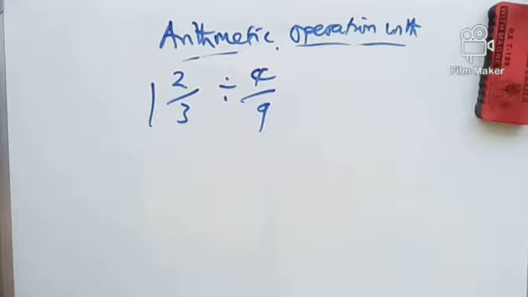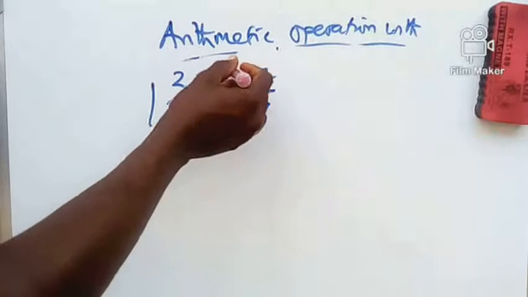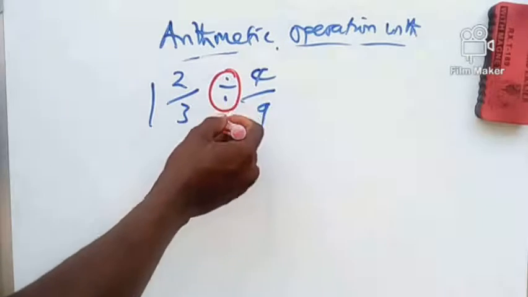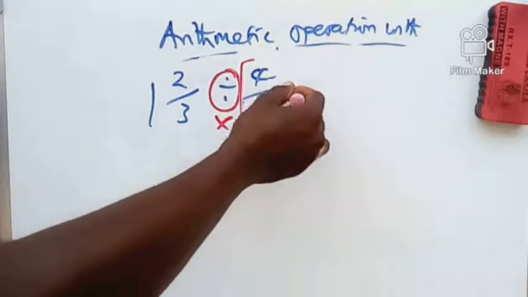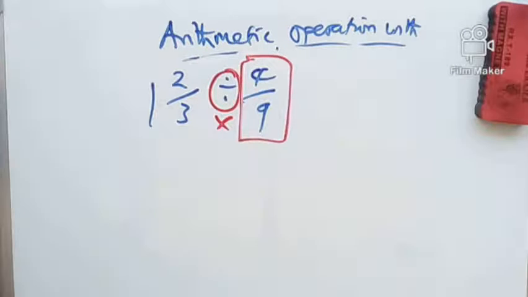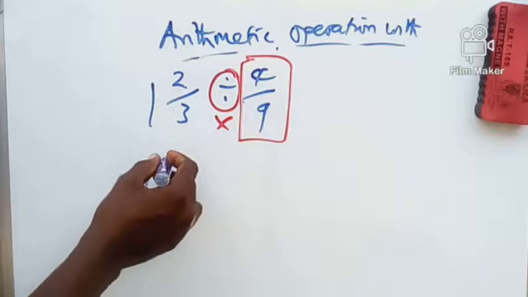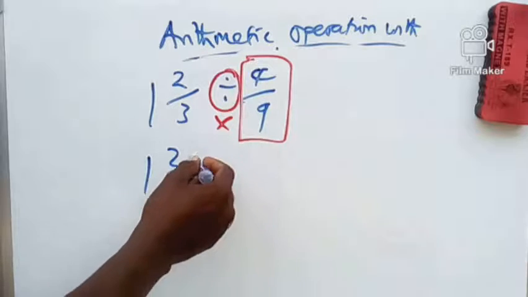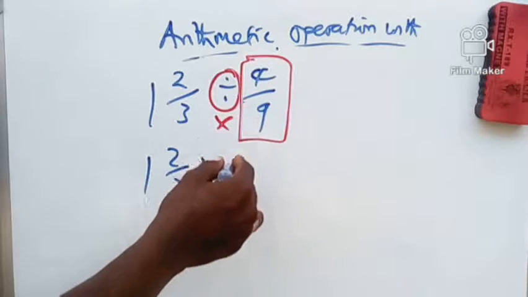Anytime you have two fractions that are to be divided, you simply convert the division sign to multiplication sign. And when you change this division sign to multiplication sign, this side will change positions. They will interchange their positions. And when that happens, you can now go ahead and apply the simple rule of multiplication and simplify your problem. So in this case, I'm going to have one whole number, 2 over 3, multiplied by, interchanging position, 9 over 4.